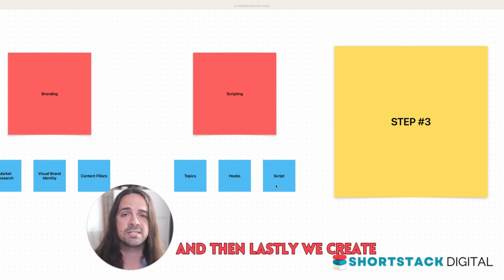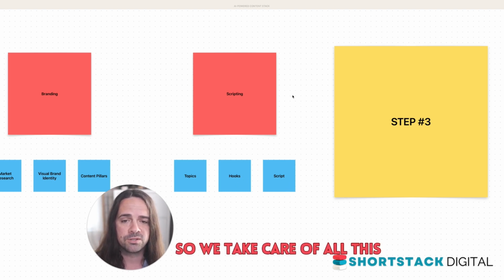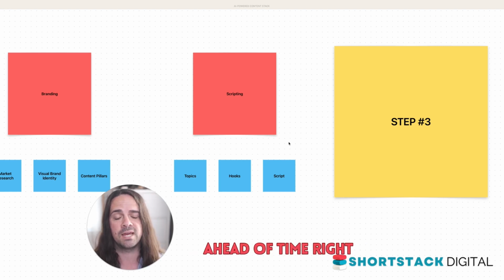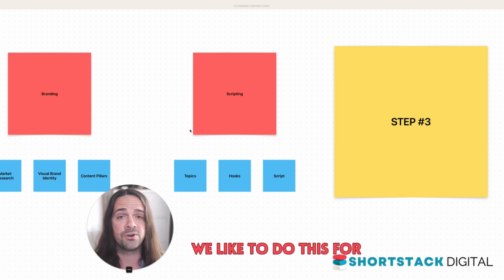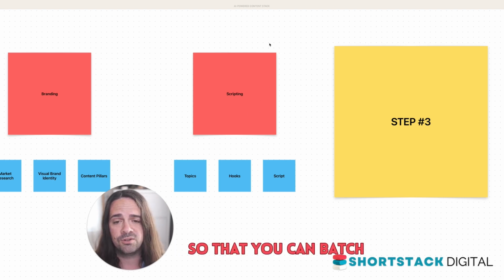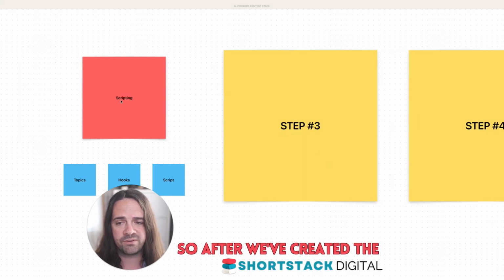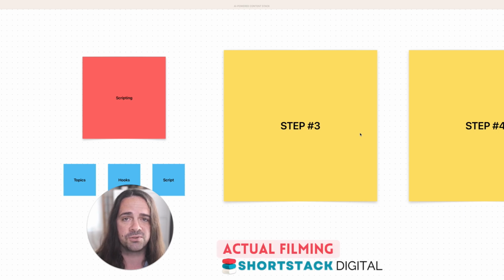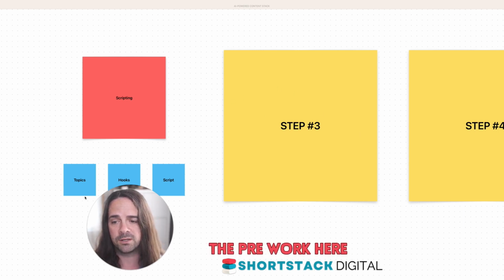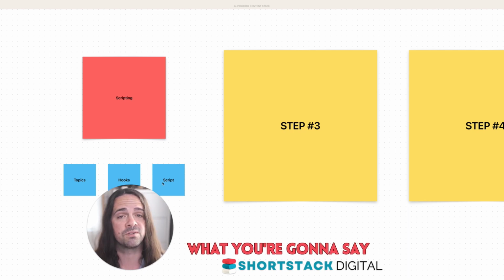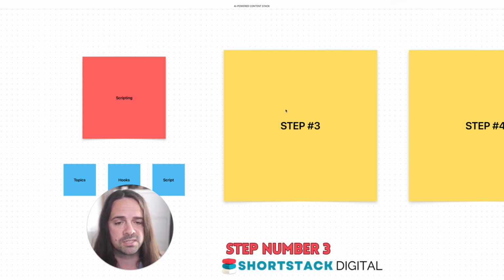And then lastly, we create the script for those videos. So we take care of all this. And if you're going to do this yourself, you want to do all this ahead of time, right? We like to do this for 30 Reels, TikToks, videos that can be posted across all your social channels so that you can batch this at once. So after we've created the pre-production work, right? Production is the actual filming. So after we've done the pre-work here, we've created the topics, the catchy hooks, and the scripts of what you're going to say, then we go into step number 3.